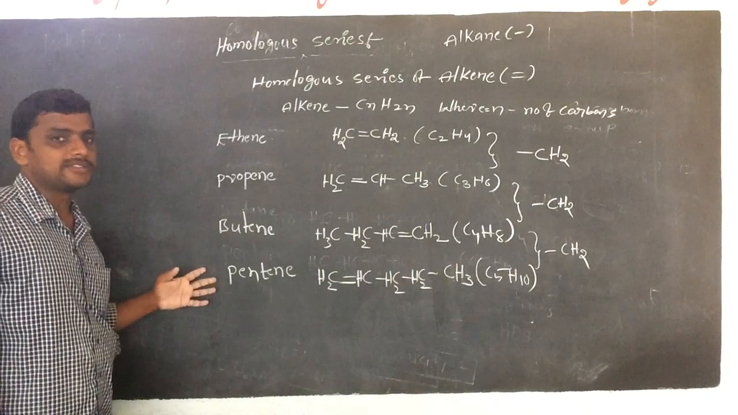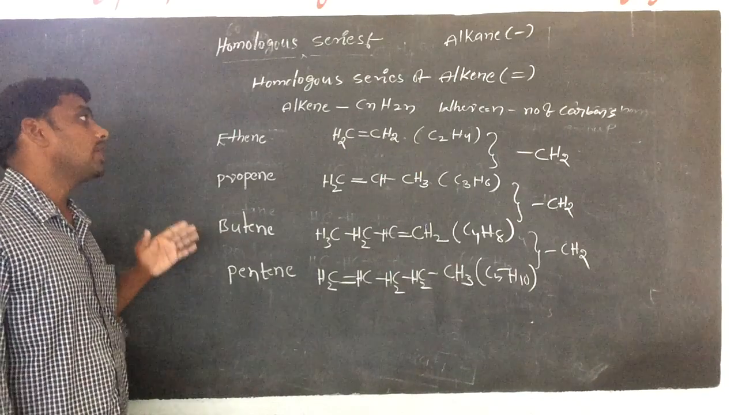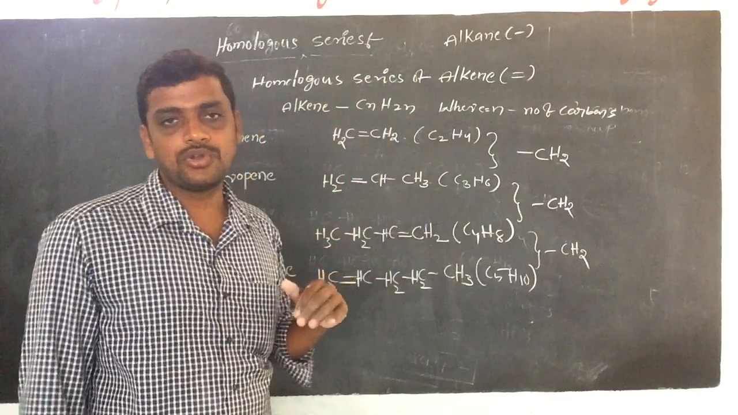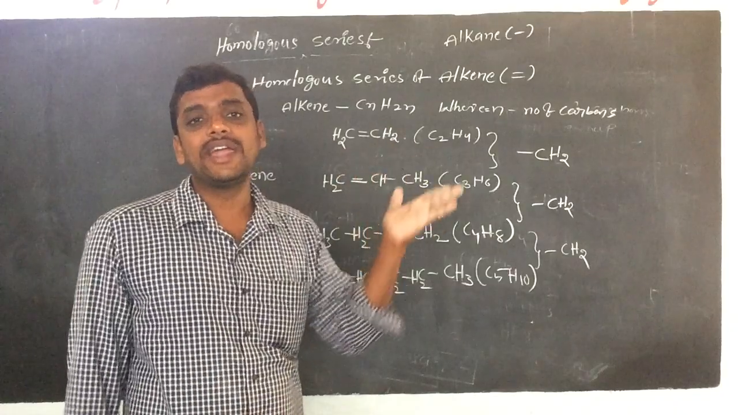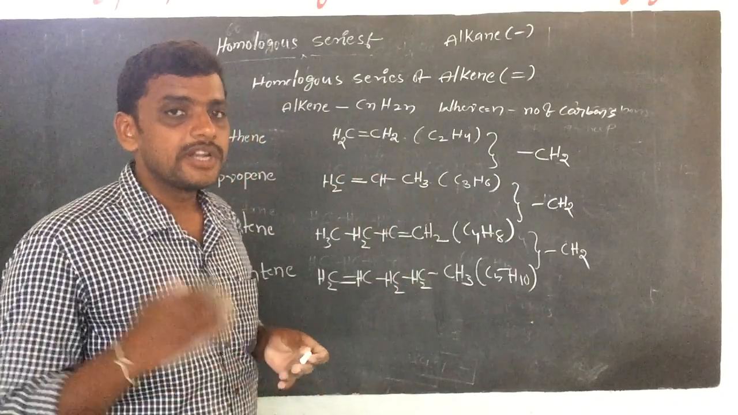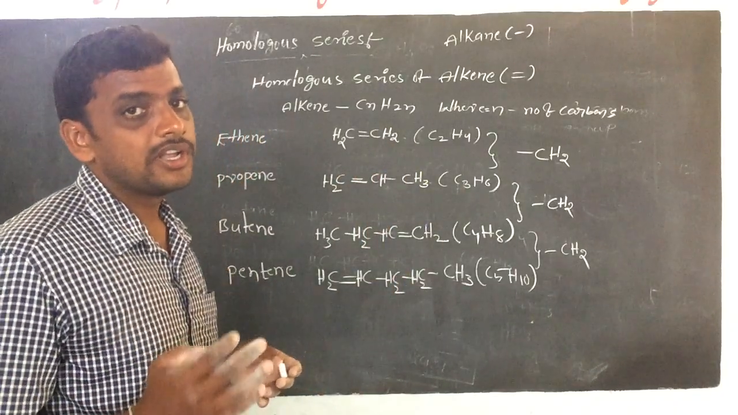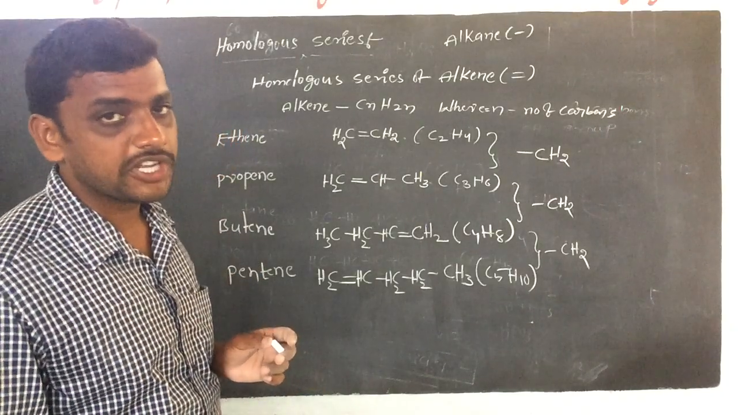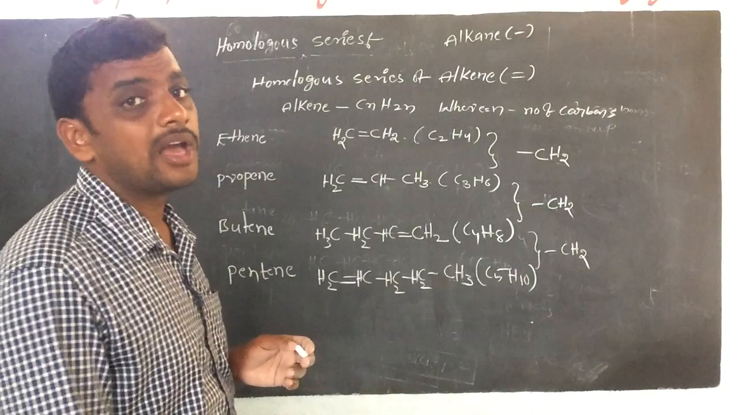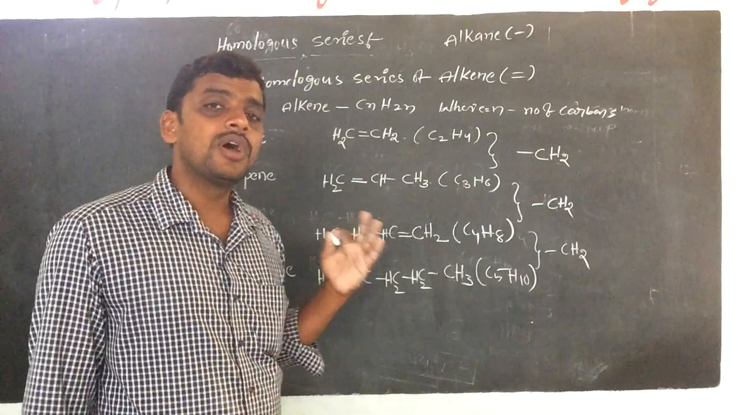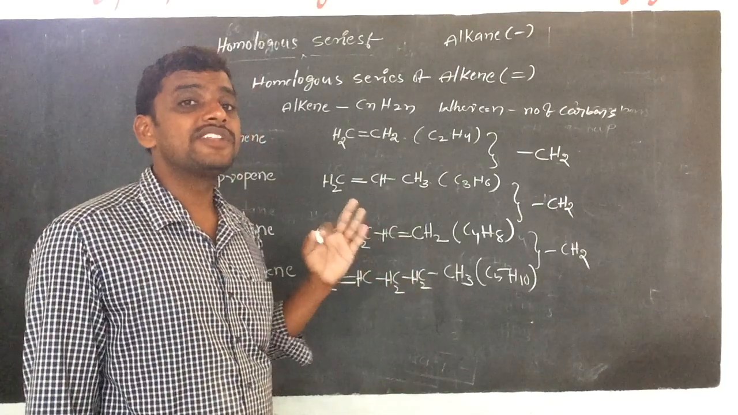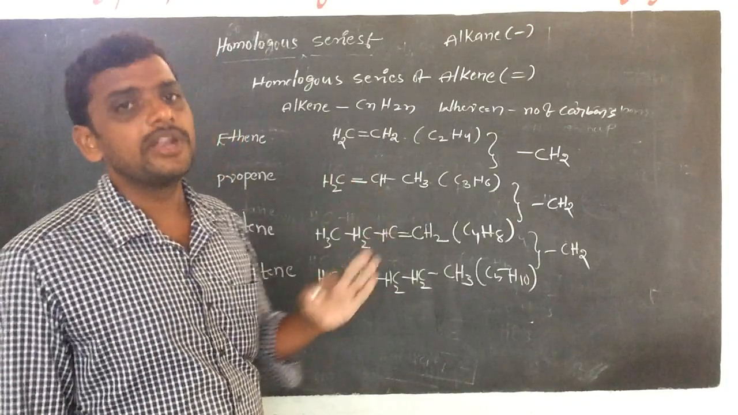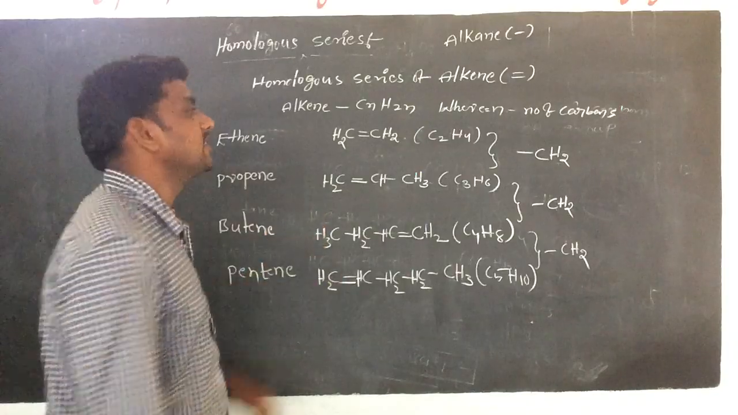These are the examples. Next we go to the homologous series of alkynes. Alkyne means double bond, single bond, or triple bond? Triple bond. A triple bond is present between any two carbon atoms in the compound. These compounds are called alkynes. Alkynes are also hydrocarbons. These are unsaturated hydrocarbons. Triple bonded unsaturated hydrocarbons are alkynes.